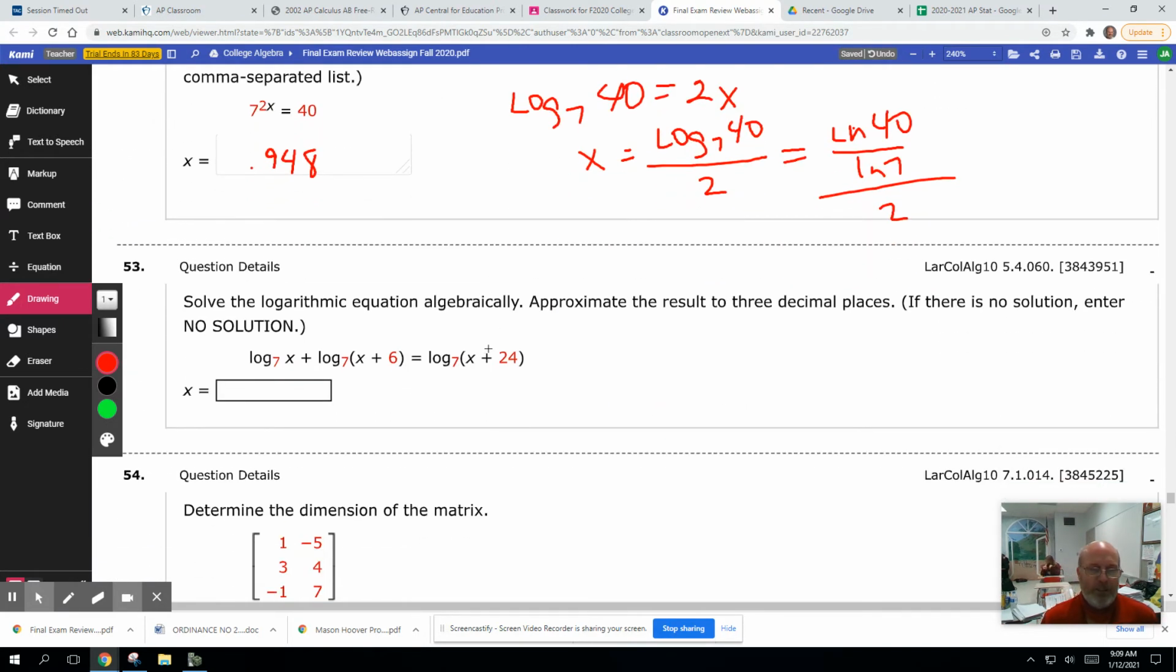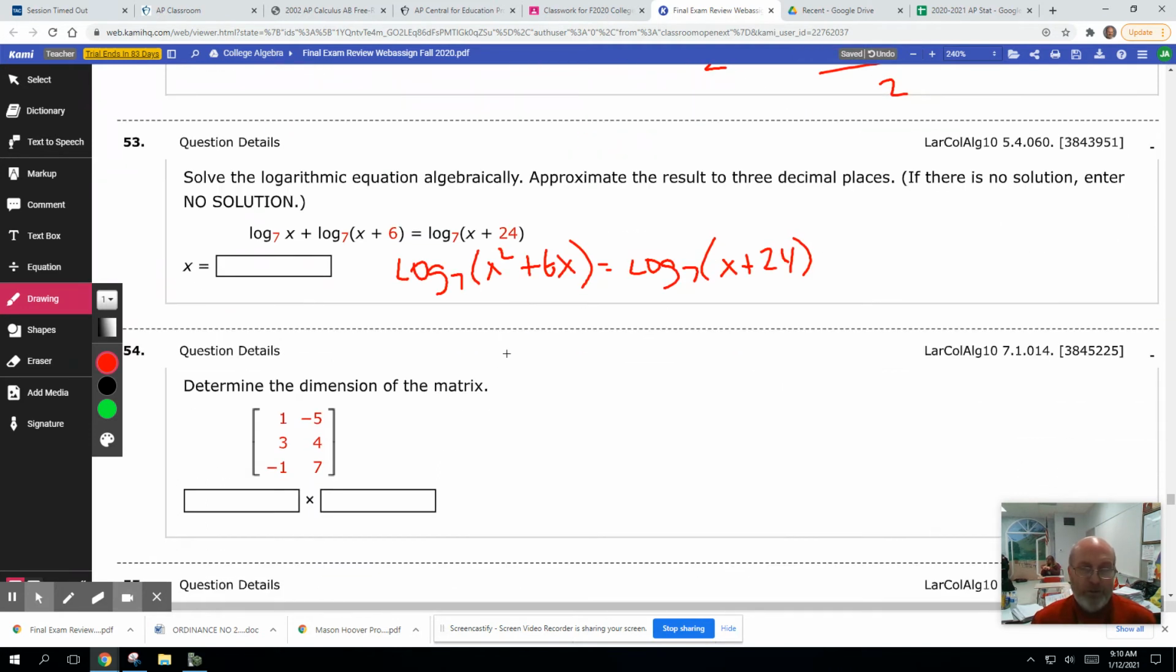So I'm going to say this is the same as log base 7 on the left side of the equation now. I'm going to multiply x times x plus 6 and get x squared plus 6x. And that's going to equal log base 7 of x plus 24. And now we're back to that one-to-one property we had for exponentials a few minutes ago. We got log base 7 operating on x squared plus 6x, and that's equal to log base 7 operating on x plus 24. To make that true, then x squared plus 6x has to equal x plus 24.